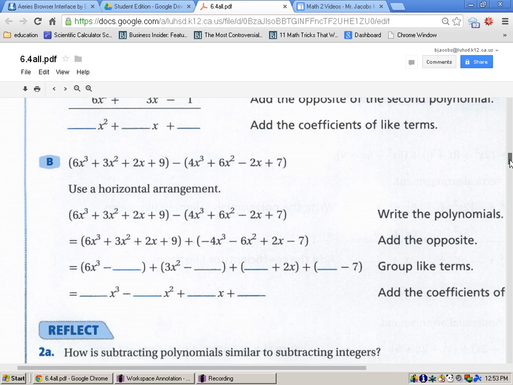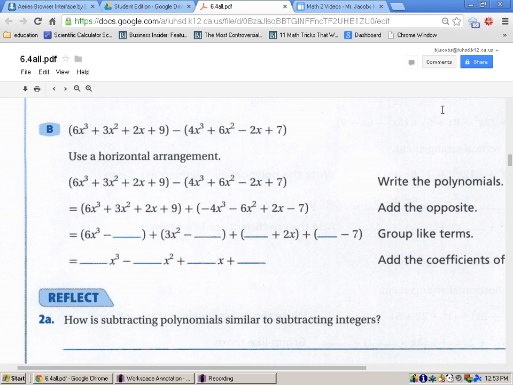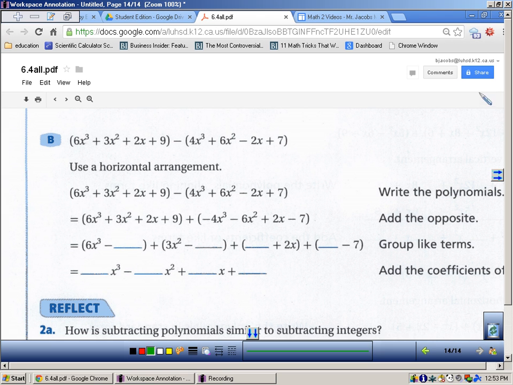And here it is. Same idea. So again, we'll distribute this negative sign. Negative 4x to the third, negative 6x squared, positive 2x, and negative 7. Okay? So now this becomes a plus sign. Again, you add the opposite.